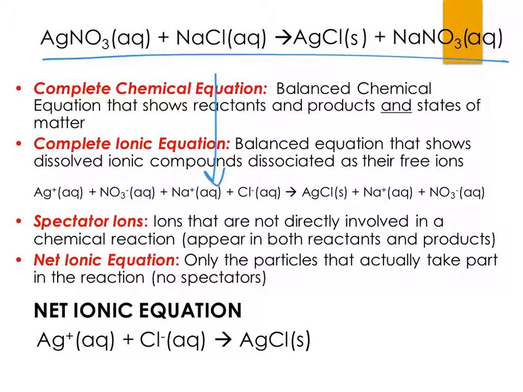So the spectator ions, we're going to figure out which one of these are the spectator ions, and at the end of the day, we're only going to care about what things form my precipitate, and that would be my silver aqueous ion and my chloride aqueous ion, giving me solid silver chloride.